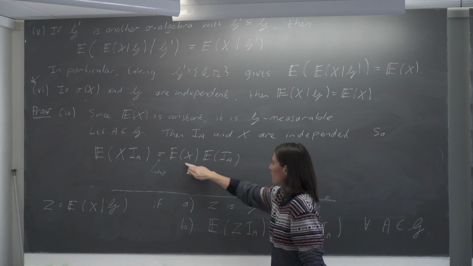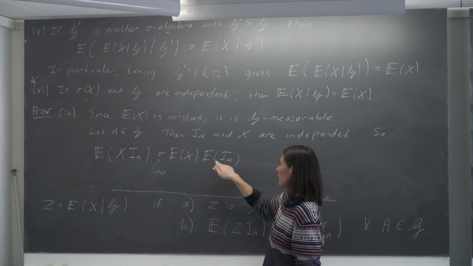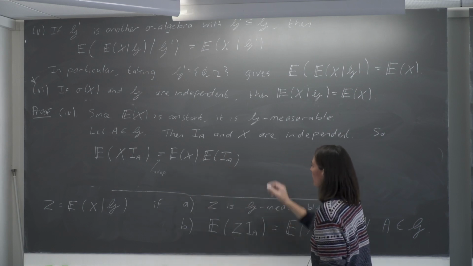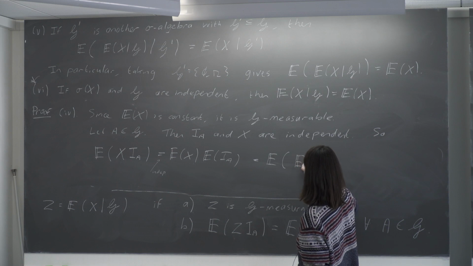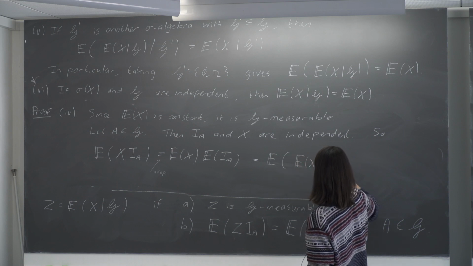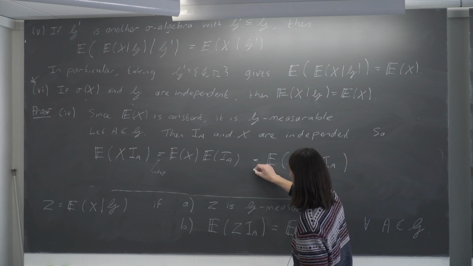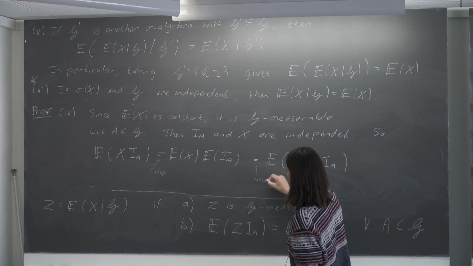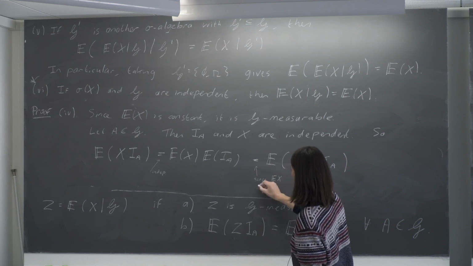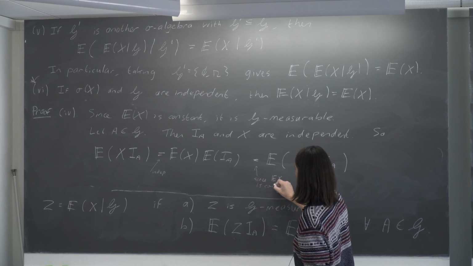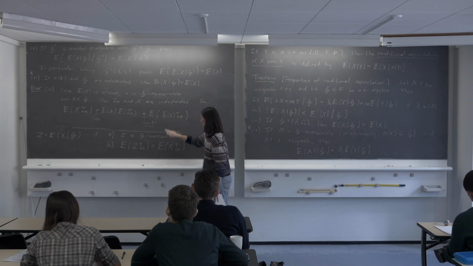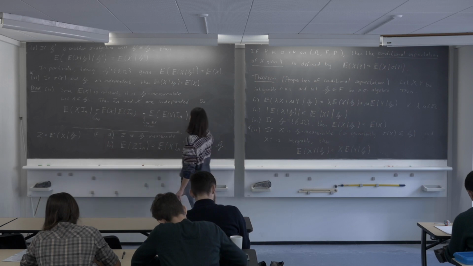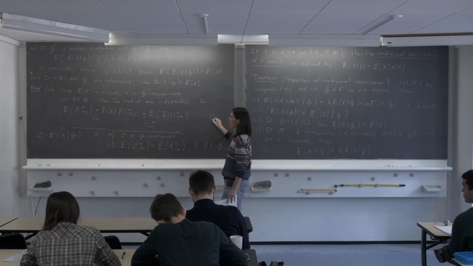But the expected value of x is just a constant, and I know I can take constants inside and out of a normal expectation, and so this is just equal to the expected value of x times the indicator function of A, since x is constant. And that's exactly what I needed to show. I needed to show that replacing z by the expected value of x satisfies that. And so that completes my proof.